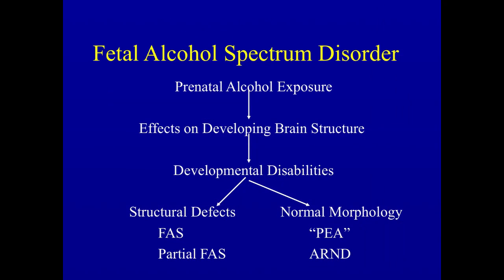So when we think about fetal alcohol syndrome in terms of its developmental pathogenesis, we think about alcohol exposure, how it affects the developing brain, how that brain can be associated with developmental disabilities, that there are structural defects that we can recognize in a medical context as fetal alcohol syndrome, but then many more children are exposed to alcohol who have essentially normal physical findings and yet don't achieve their intellectual abilities as one would expect.